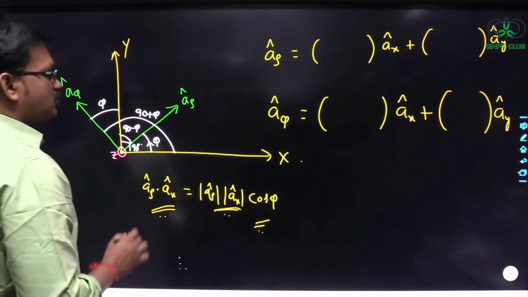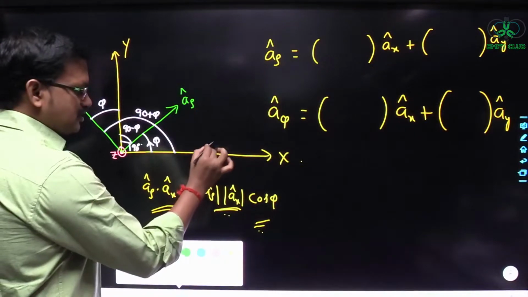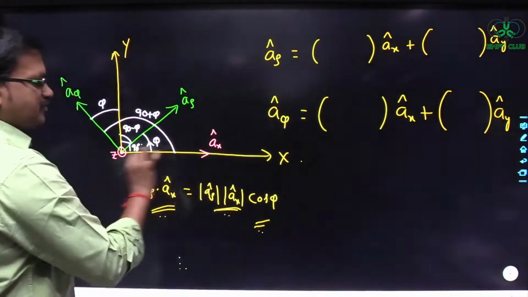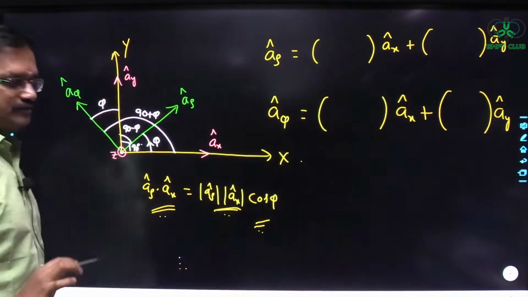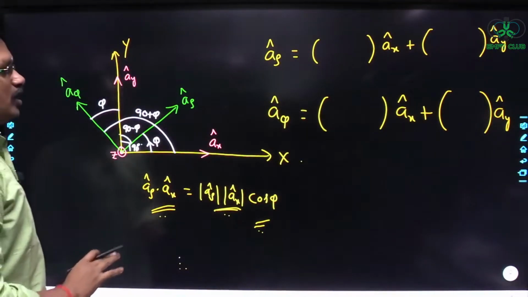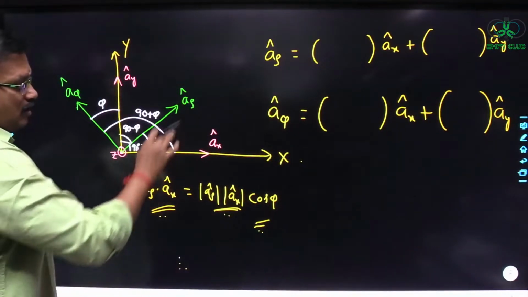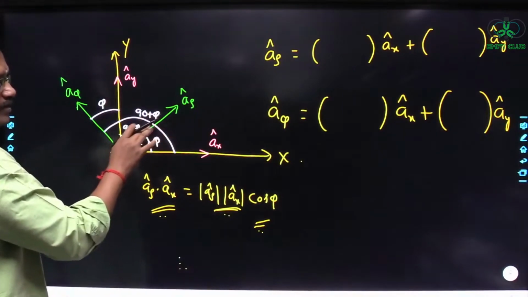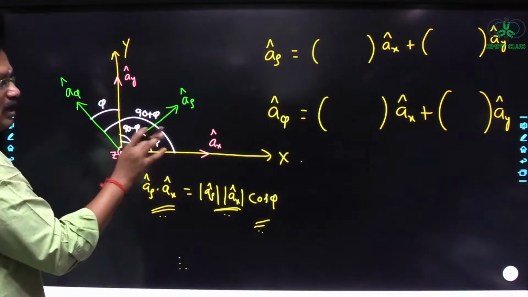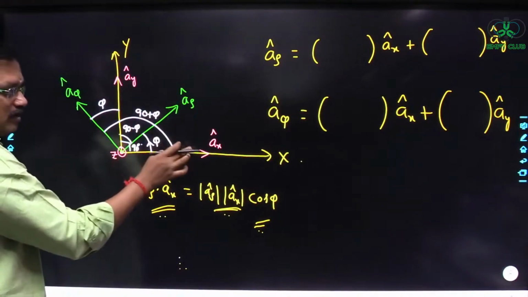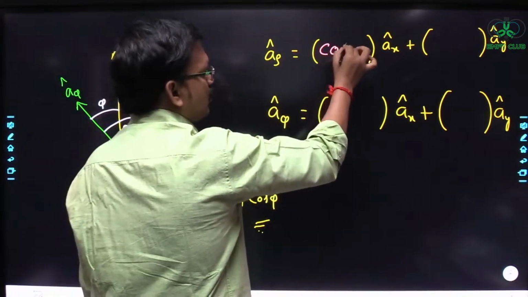Now here you can represent this as ax cap, pointing in this direction, and ay cap pointing in this direction. So a rho cap: what is its x component? It is cos of the angle between a rho cap and ax cap, which is phi. So simply write cos phi.